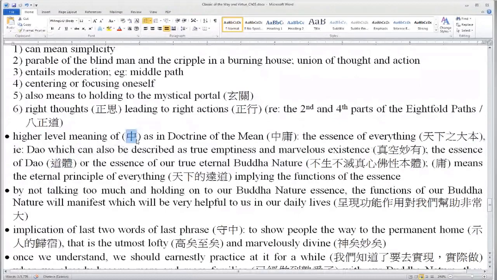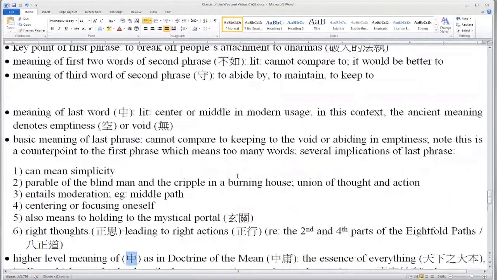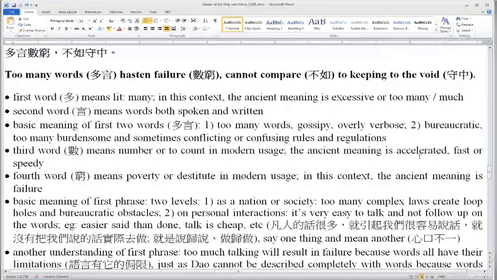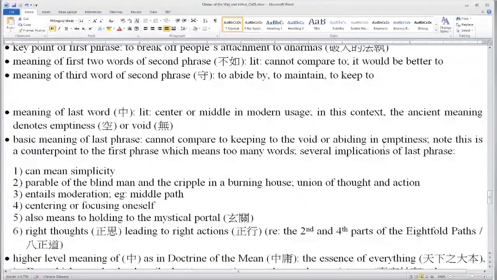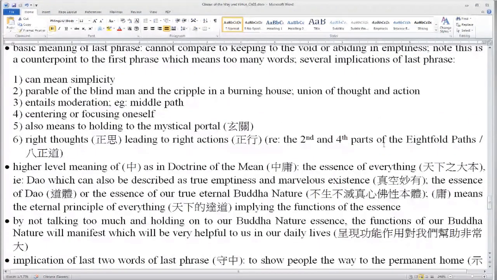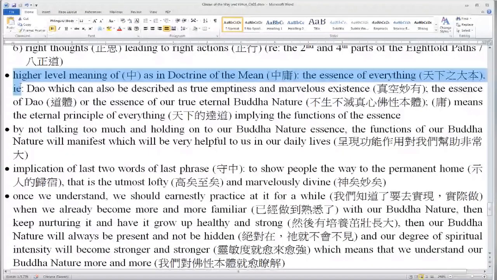Well, we translate this phrase as empty. Right here we say void, because you can say the Tao too, but that seems so far removed from this word, right? But Zong, you can use at least the connection that Zong means in the ancient definition. It also means void or empty. So that's what the higher level meaning is.